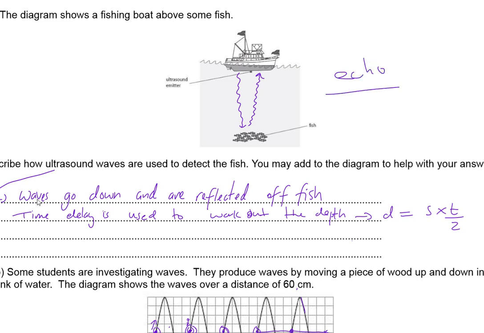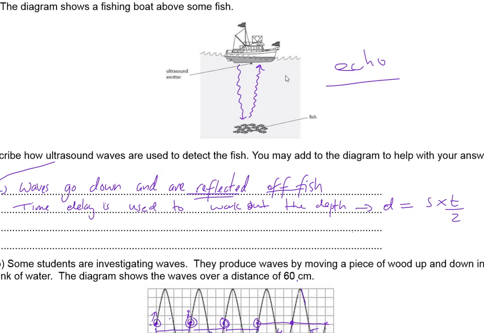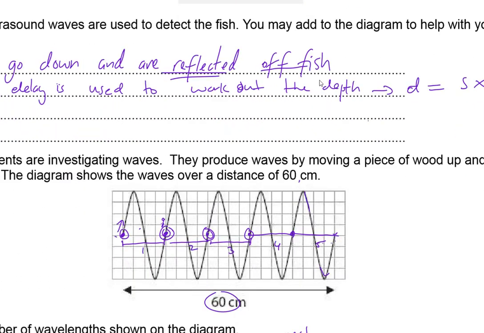All right, so what we have is, first of all, the wave goes down and is reflected. The waves are reflected off the fish. Okay, and the time delay is used to work out the depth. The distance, which is the depth, is S multiplied by T over 2, because the time is twice as long. Okay, now next one we have this one here.